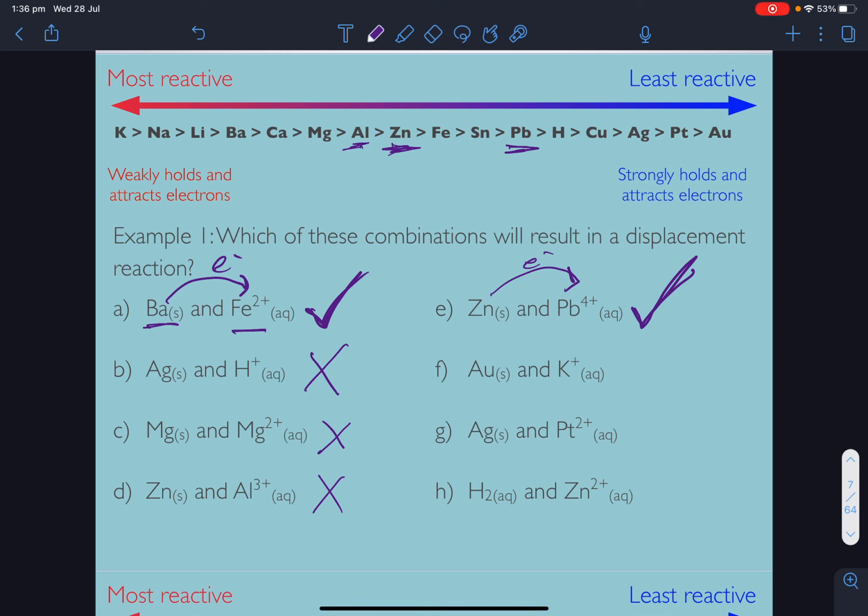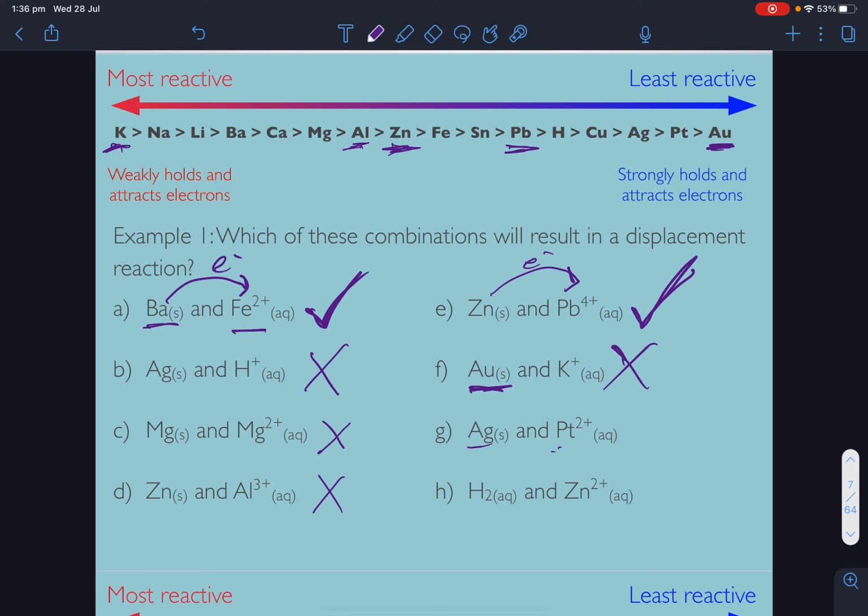Silver. Gold. Terrible. Gold and potassium plus. Ooh, extremes. Gold likes its electrons more. It's already got all of its electrons. So no reaction.